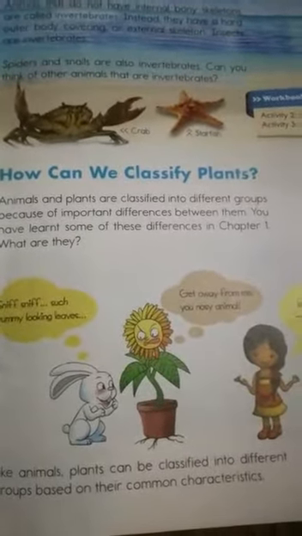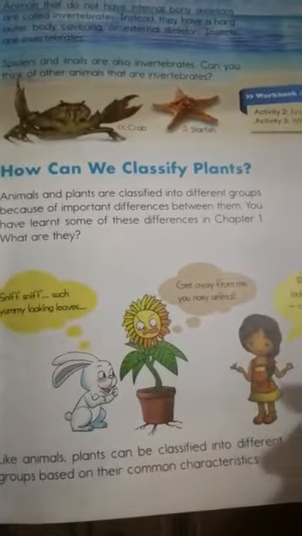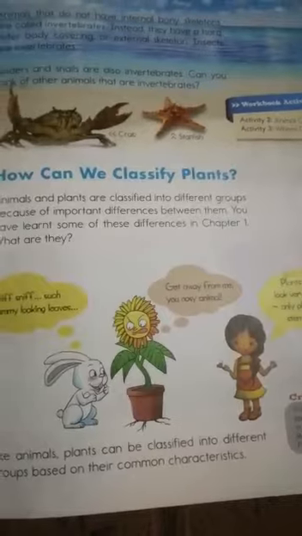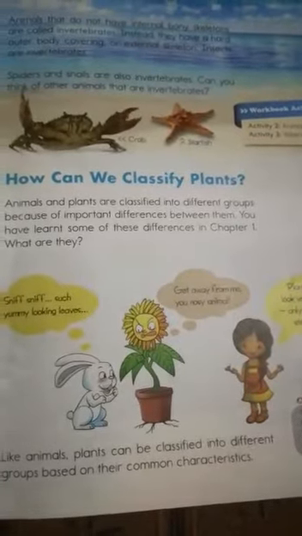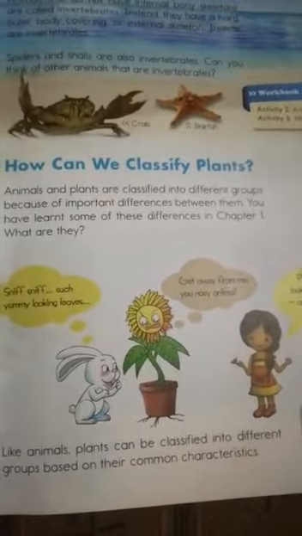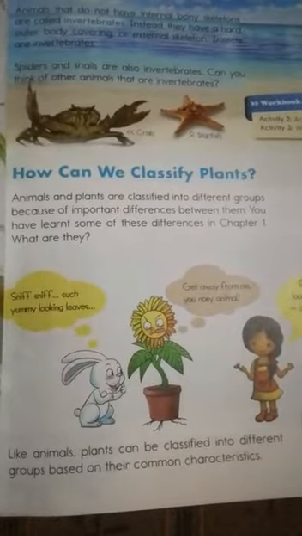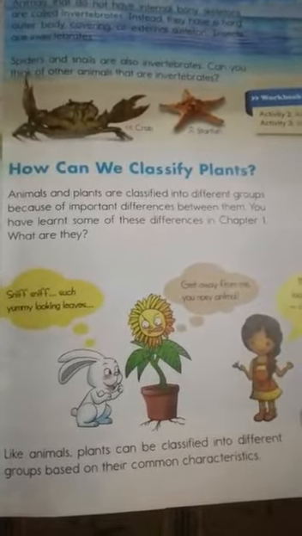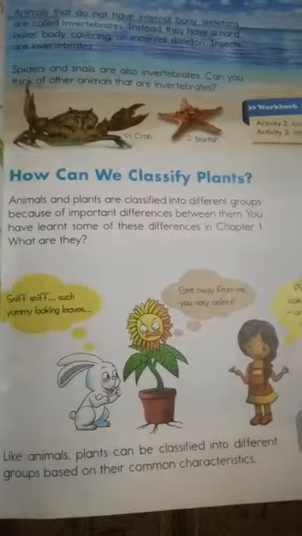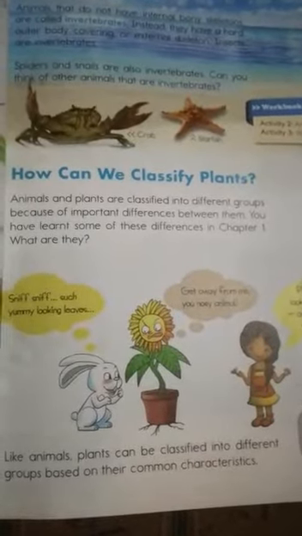So this is our science lesson and our today's topic is how can we classify plants. Like in our previous lesson we have read about the classification of the animals and how did we classify the animals. We put the animals having the same characteristics in one group. Like we have classified the animals, we can also classify the plants as well.